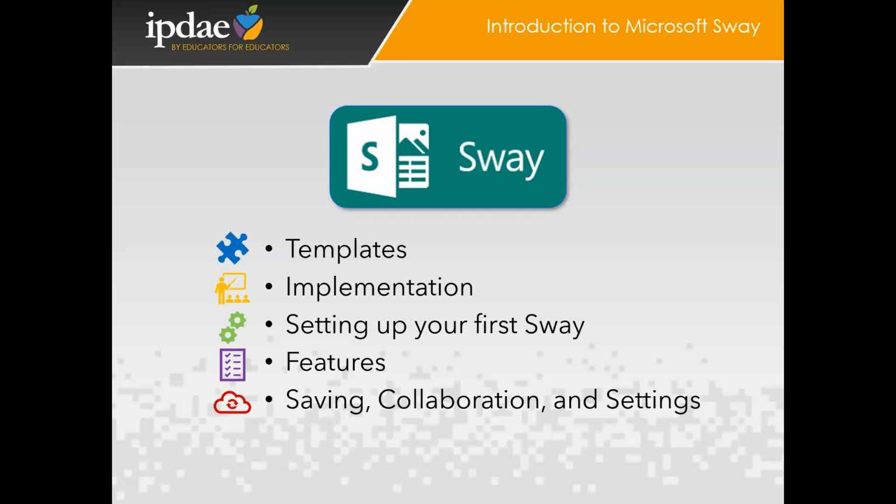We're also going to talk about how to create a Sway, because there are a few different ways to do that. After that, we'll talk about editing the different sections, because Sway does have various different ways in which you can configure it. So we'll talk about the different text and media options, as well as group options, which depend really on what you're going to be using your Sway for.